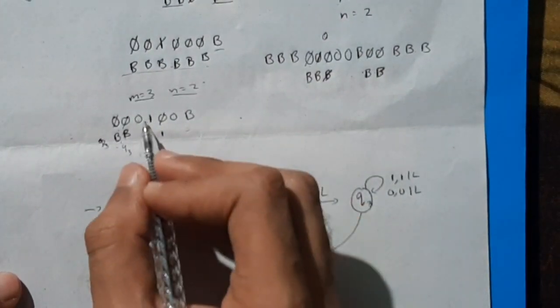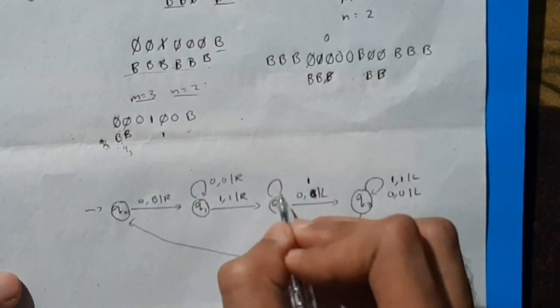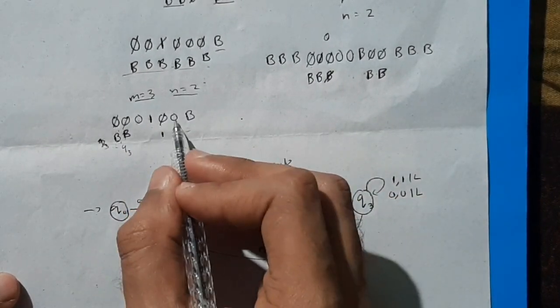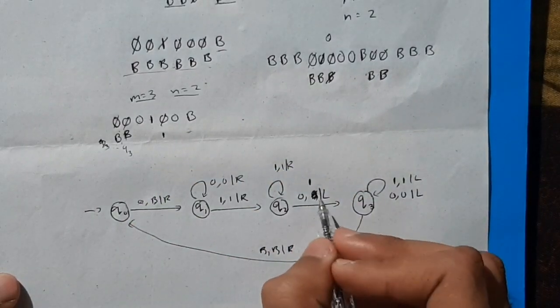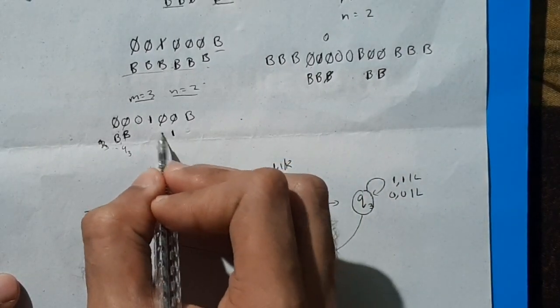Then when it's 1, I'll move to the next state. Here again I have 1. So I have to have a loop here, 1 1 R, ignoring all the 1s, and when I encounter 0, that should be converted to 1 and move left. This will be converted to 1 and move left. Here I'll have again 1 and another 1.